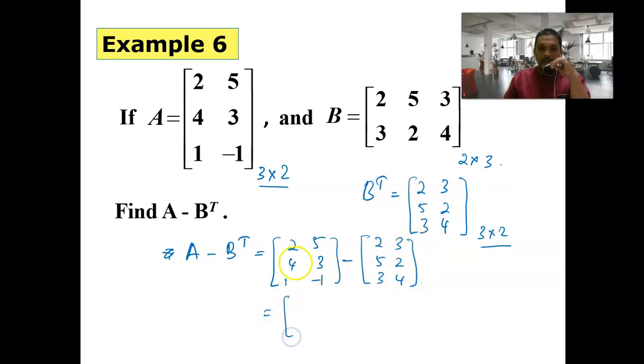So now, 2 minus 2 equal to 0. 5 minus 3 equal to 2. 4 minus 5, negative 1. 3 minus 2 equal to 1. 1 minus 3, negative 2. Negative 1 minus 4, negative 5.